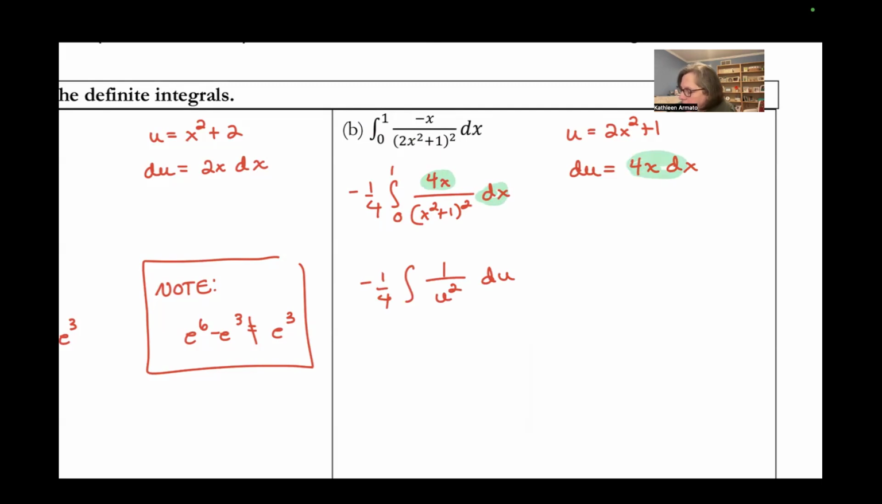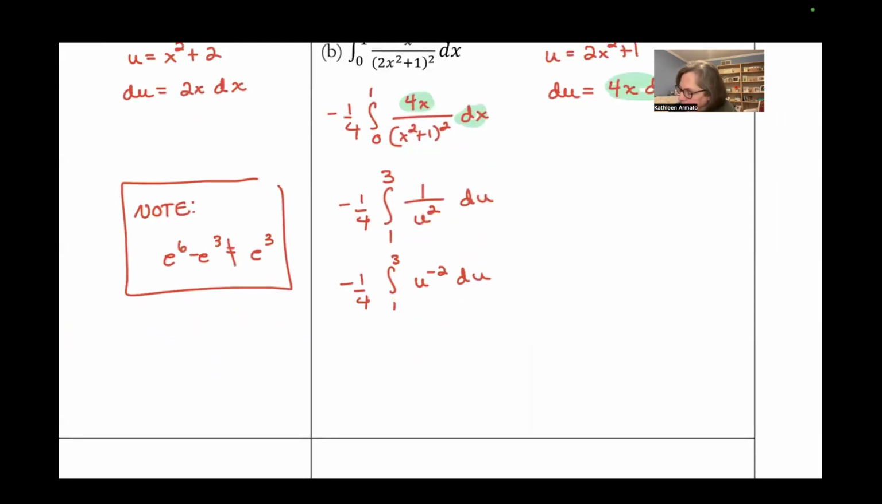All right, I need to plug 0 into here. I get 1. If I plug 1 into here, I get 3. So I'm evaluating from 1 to 3. Sometimes people get confused and they see a variable in a denominator and they think natural log. It's only natural log if it's the variable to the first power. This is u squared. So when it's here, I'm going to rewrite it as u to the negative 2. All right? It's just power rule, guys.